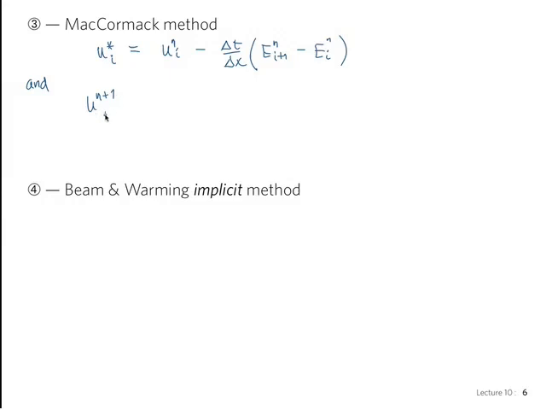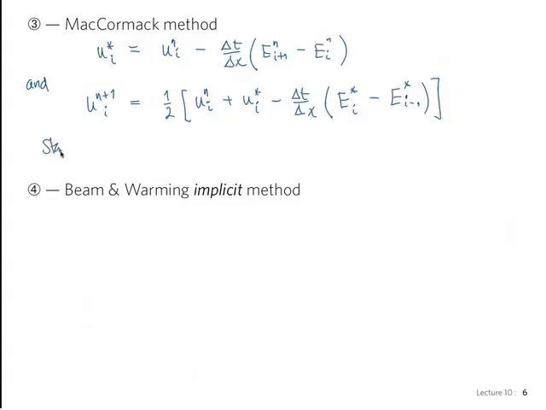u n plus 1 at i, the final value for each iteration, is 1/2 of u n at i plus u star at i minus delta t over delta x, and here we have e star at i minus e star at i minus 1. So we have, this is going to be your step 3 of the new assignment.